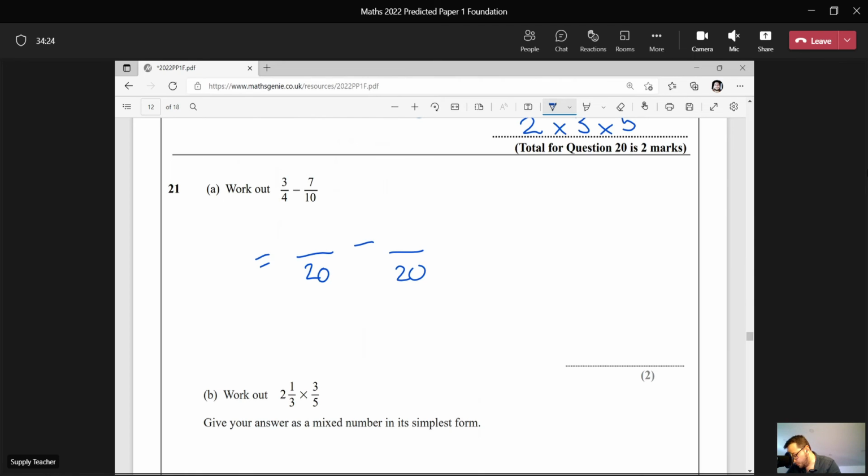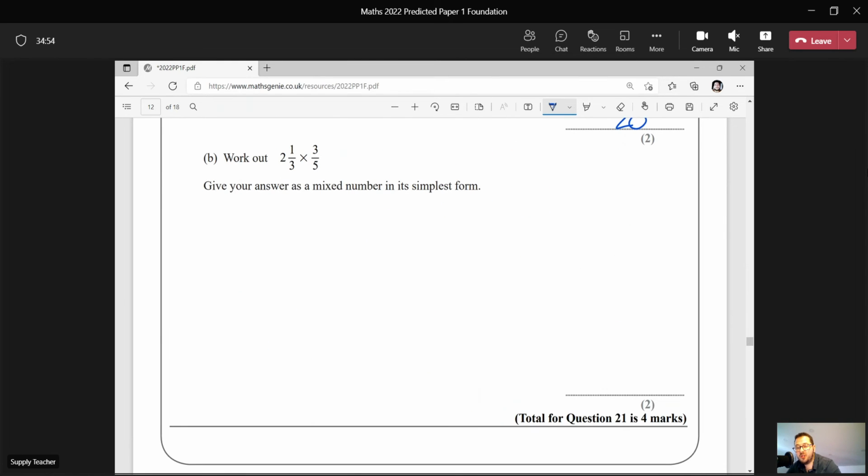Now, if I look at 4, from 4 to 20, I've times by 5. So I want to times 3 by 5, and that's going to give me 15. Now, from 10 to 20, I've times by 2. So I want to times 7 by 2 as well, which is 14. Okay, and then 15 take away 14 is 1, and the 20 stays the same. So that is just 1 over 20.